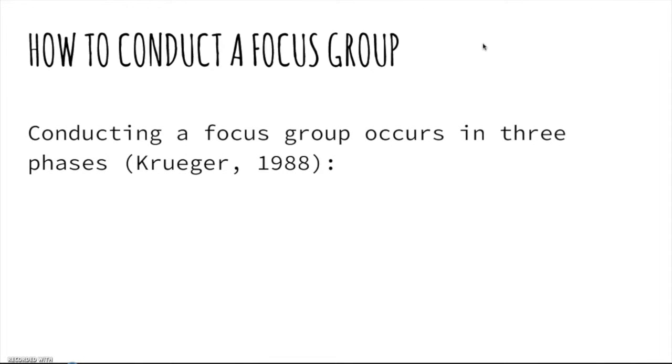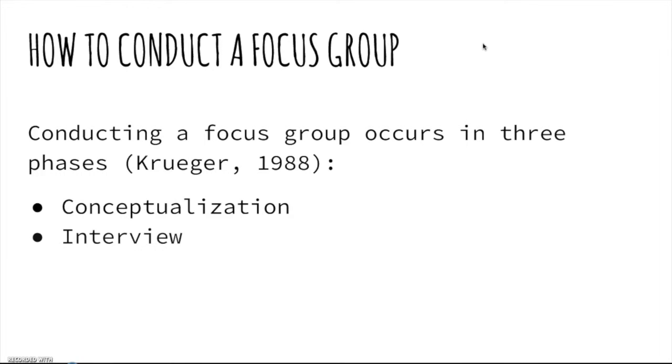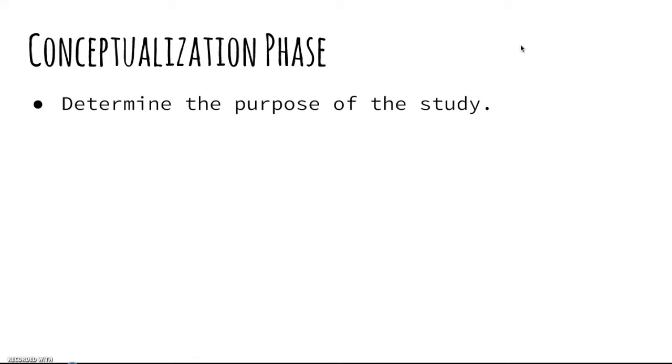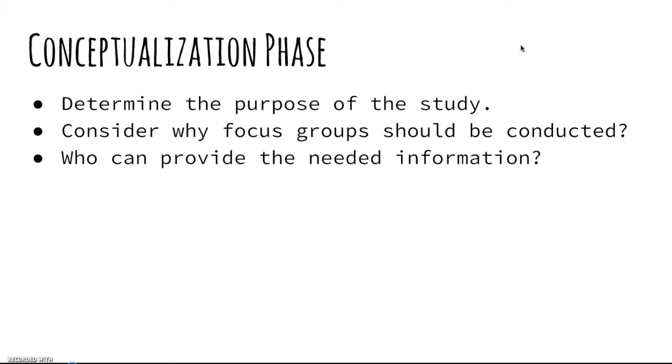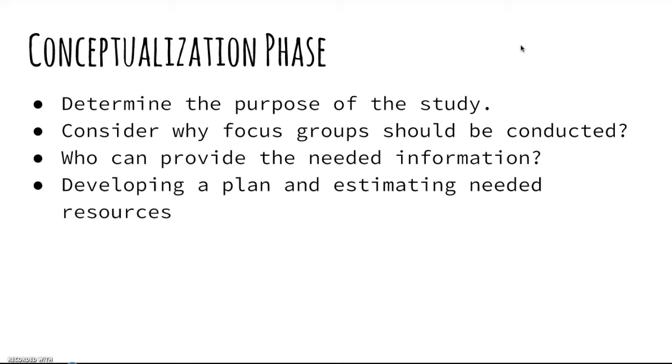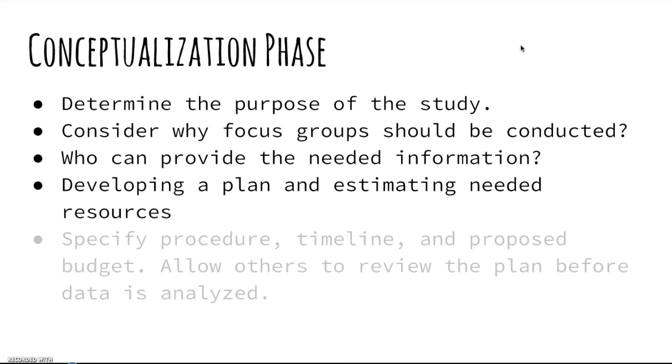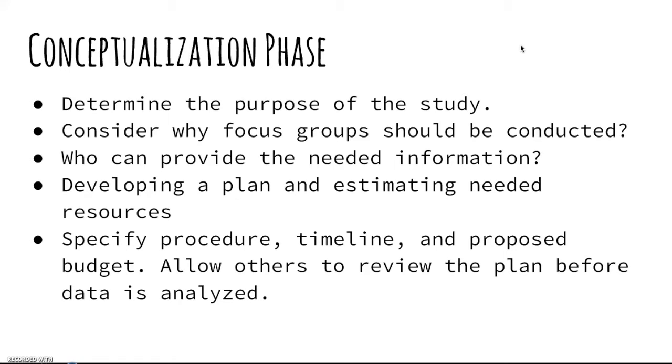So a focus group occurs in 3 phases. The first phase is conceptualization, then it's the interview, and finally it's the reporting and analysis. In the conceptualization phase, you should determine the purpose of the study, consider why focus groups should be conducted, ask who can provide the needed information, develop a plan and estimate needed resources, specify procedure, timeline, and proposed budget, and finally, allow others to review the plan before the data is analyzed.